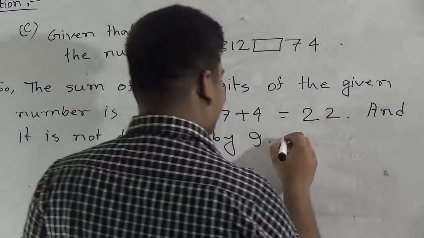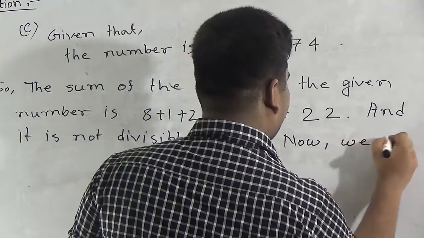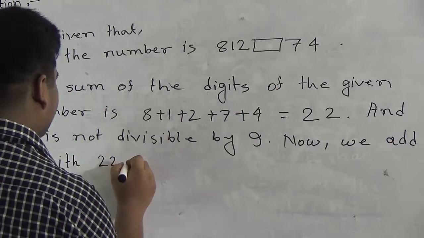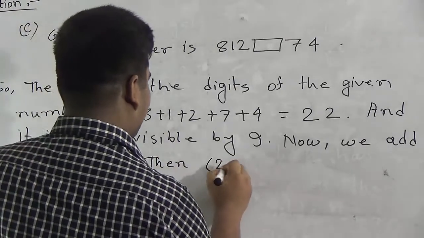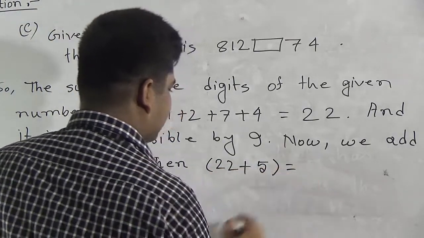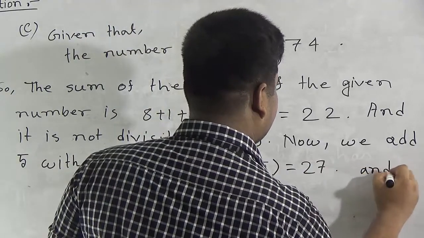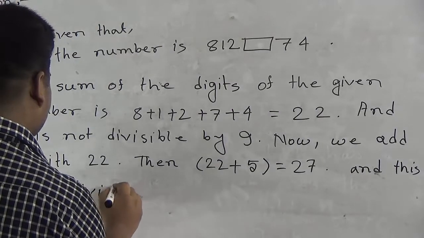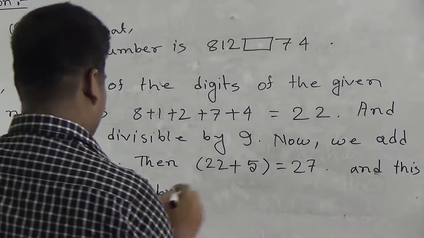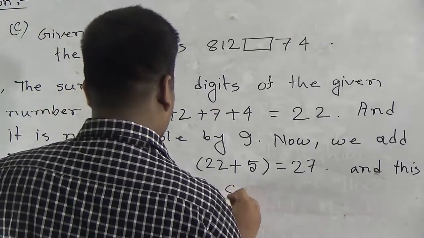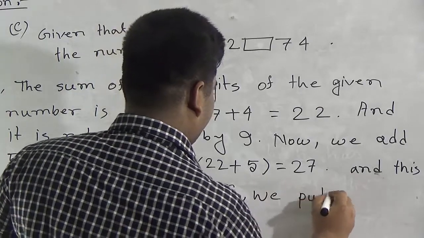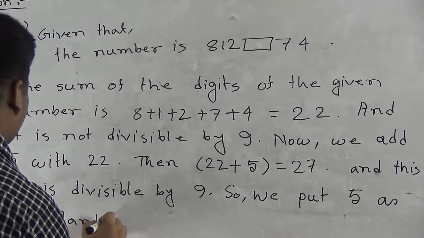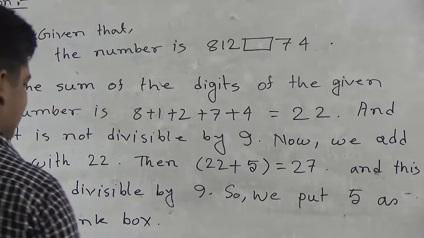Now we write: we add 5 with 22, then 22 plus 5 equals 27, and this 27 is divisible by 9. So we put 5 in the blank box.